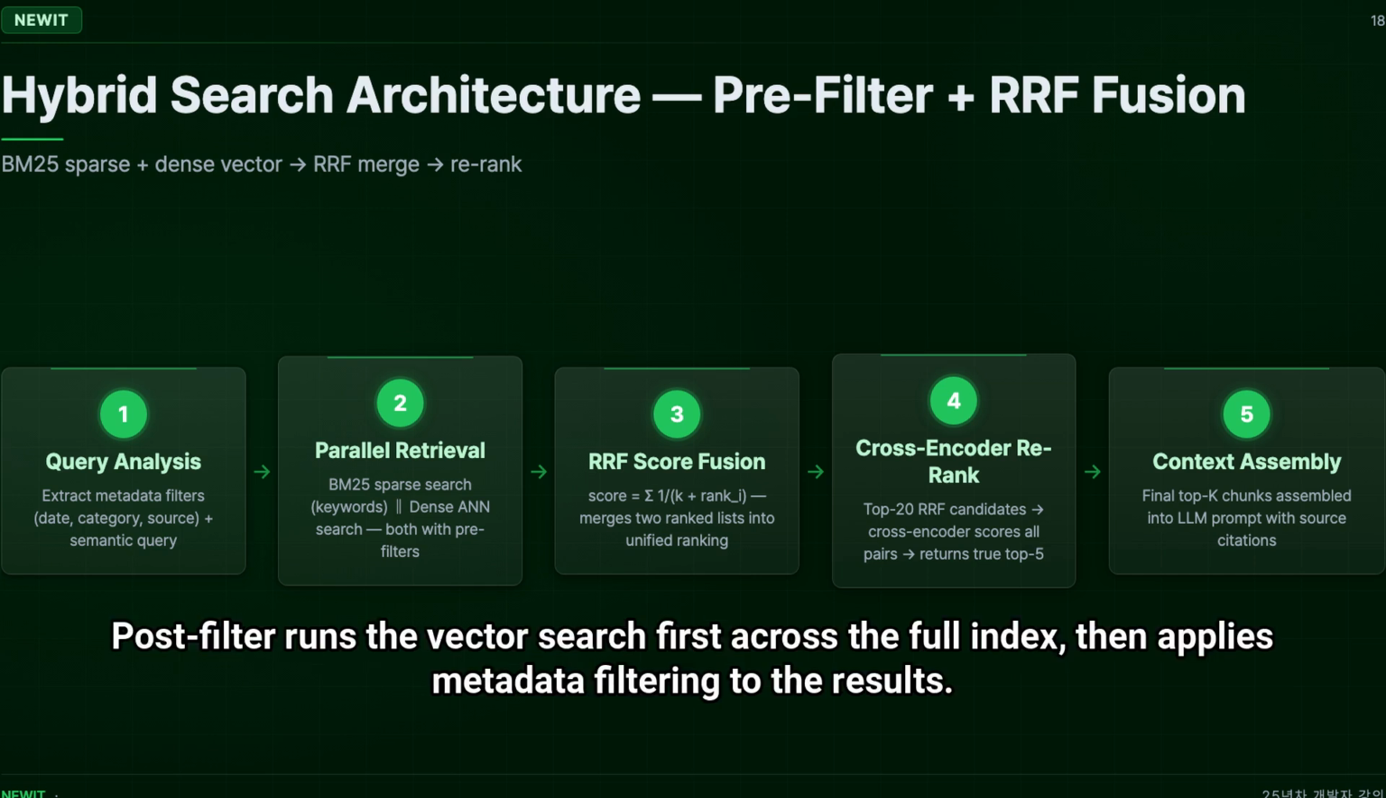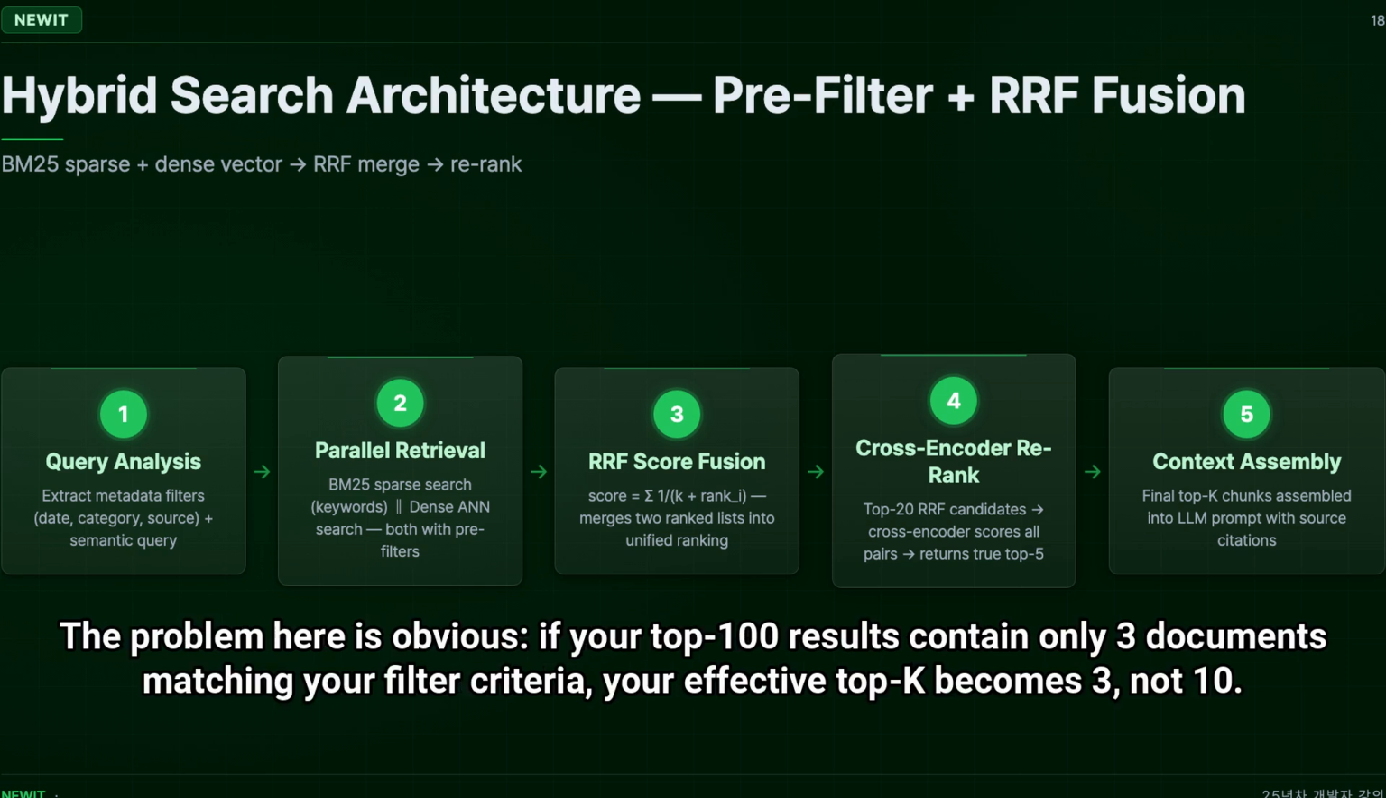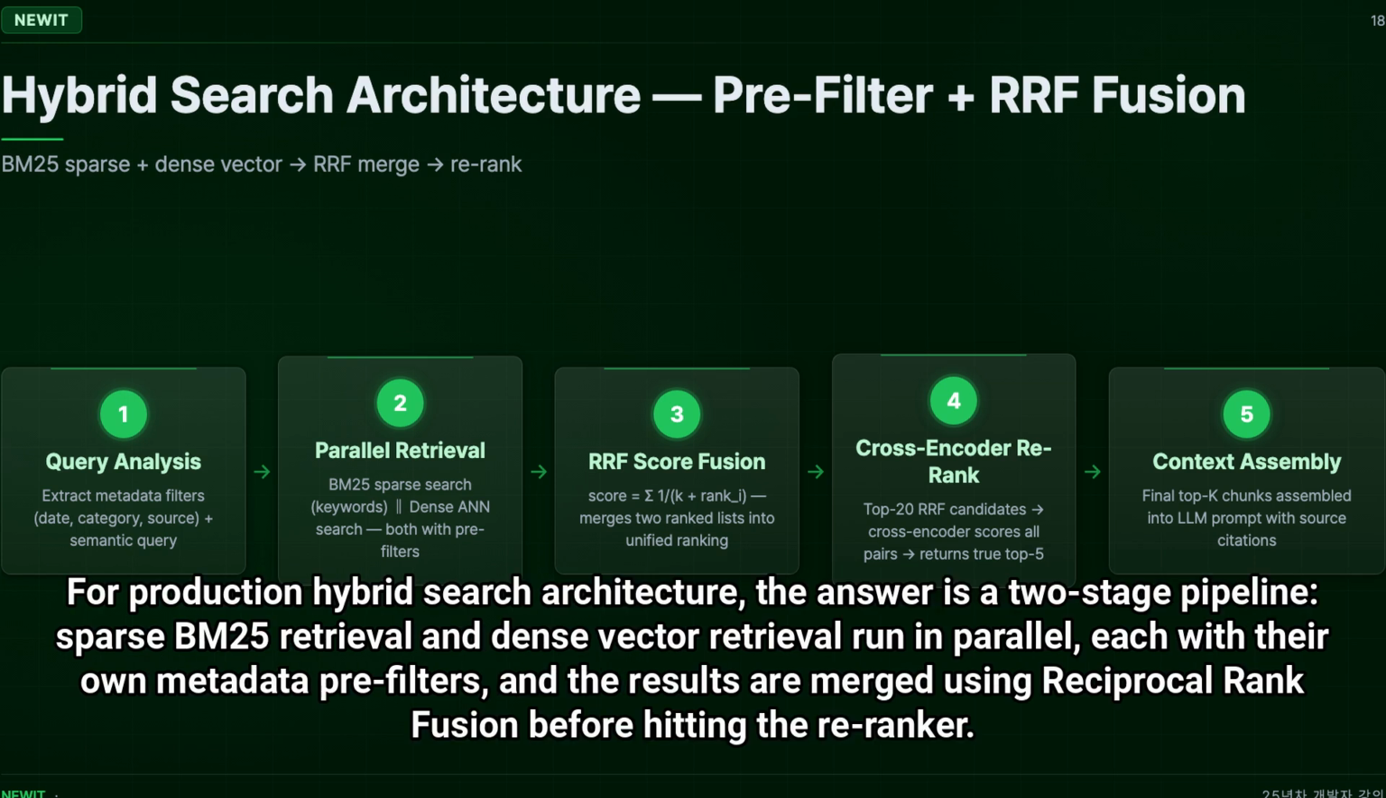Post-filter runs the vector search first across the full index, then applies metadata filtering to the results. The problem here is obvious. If your top 100 results contain only 3 documents matching your filter criteria, your effective top K becomes 3, not 10. For production hybrid search architecture, the answer is a 2-stage pipeline. Sparse BM25 retrieval and dense vector retrieval run in parallel, each with their own metadata pre-filters, and the results are merged using reciprocal rank fusion before hitting the re-ranker.